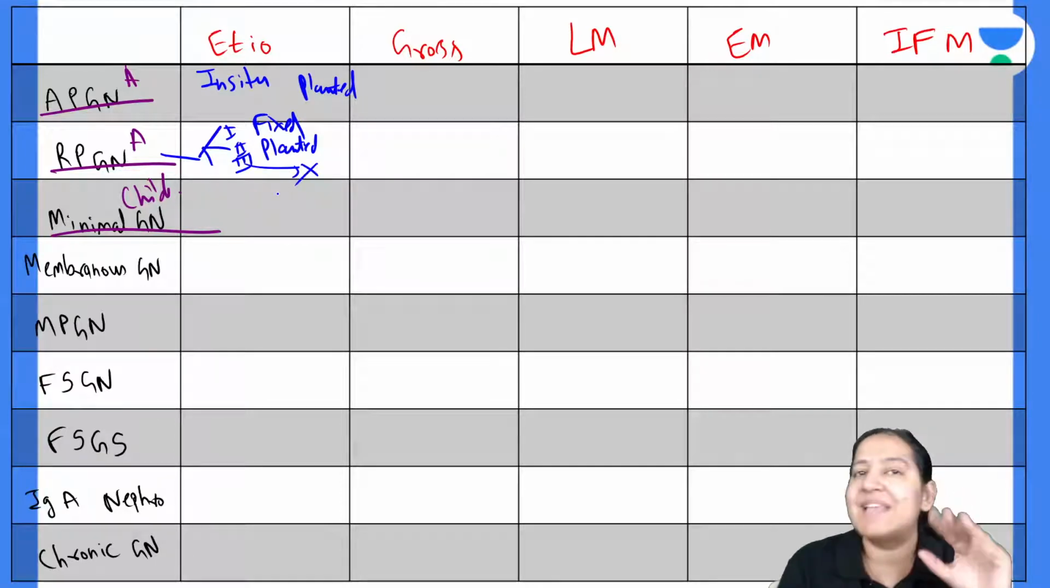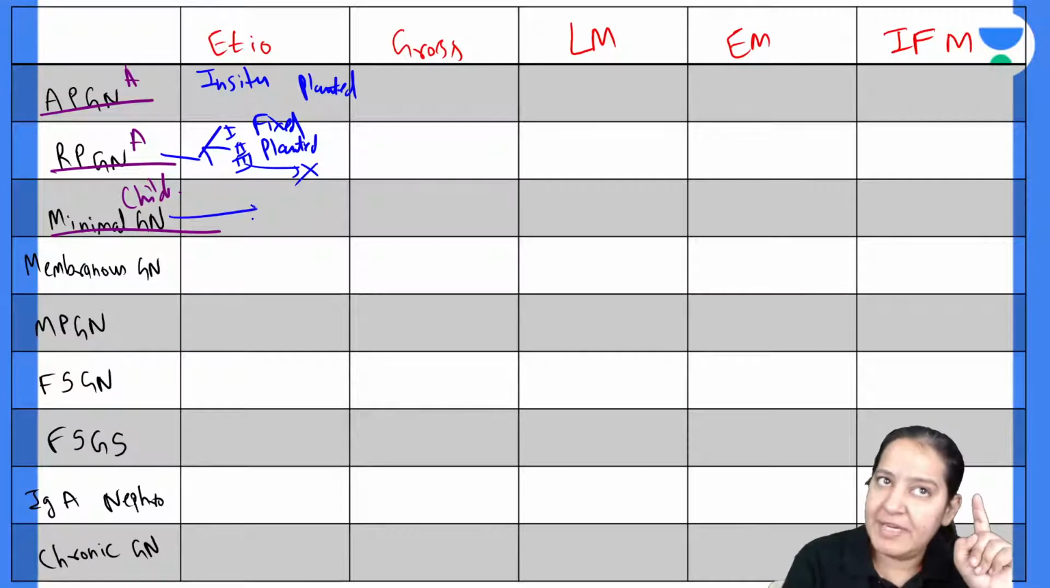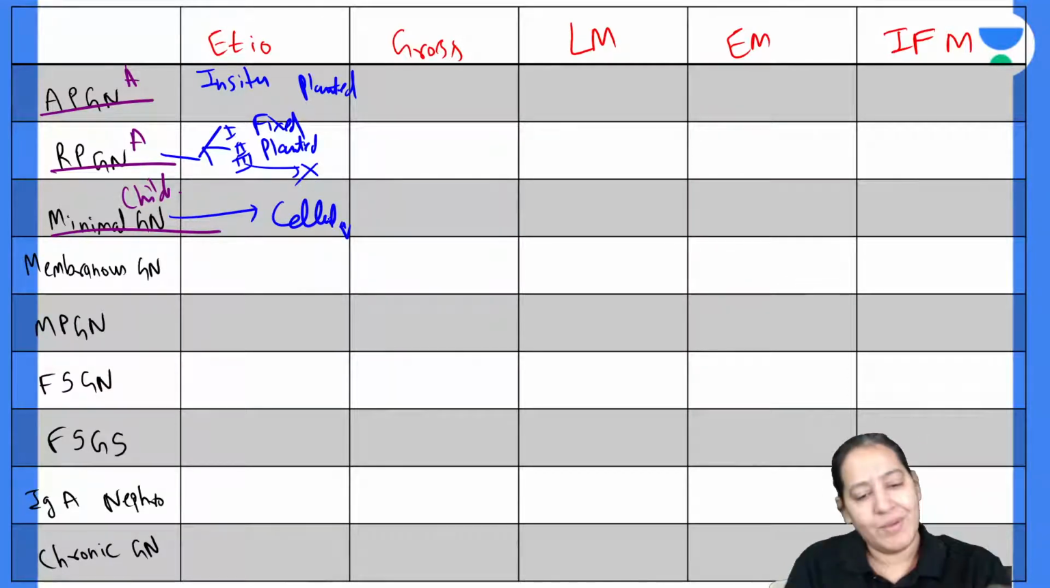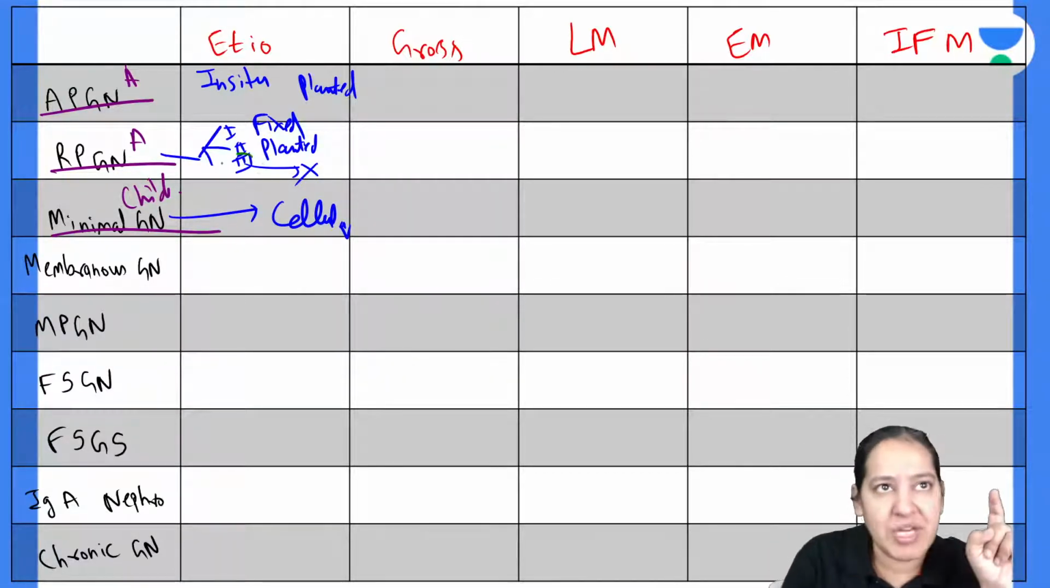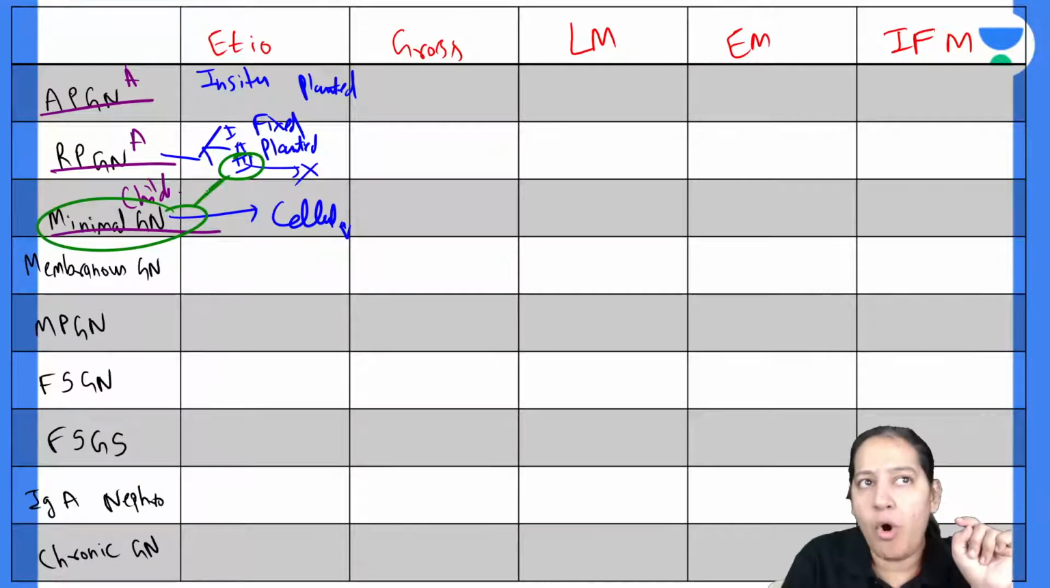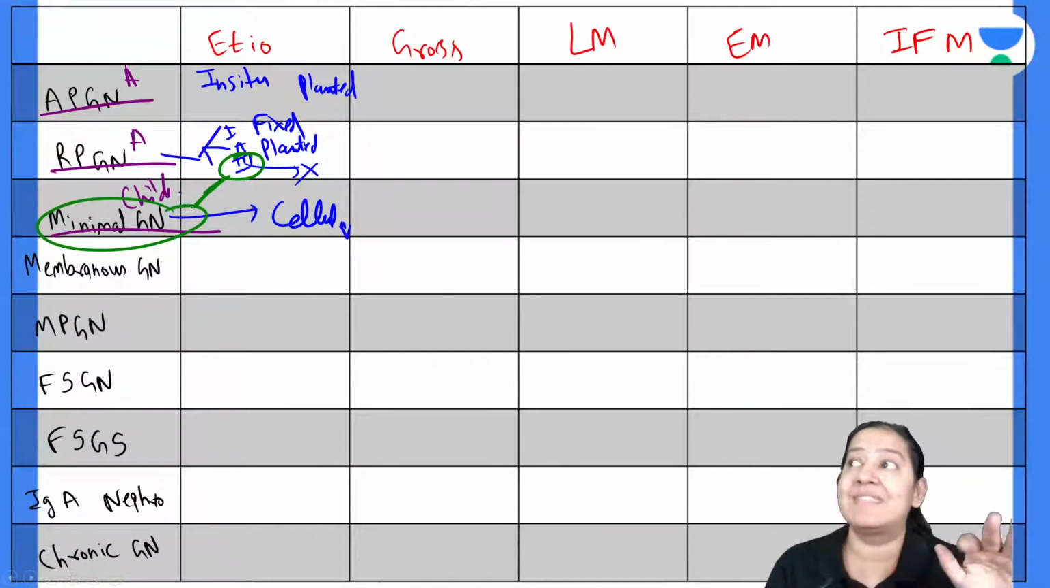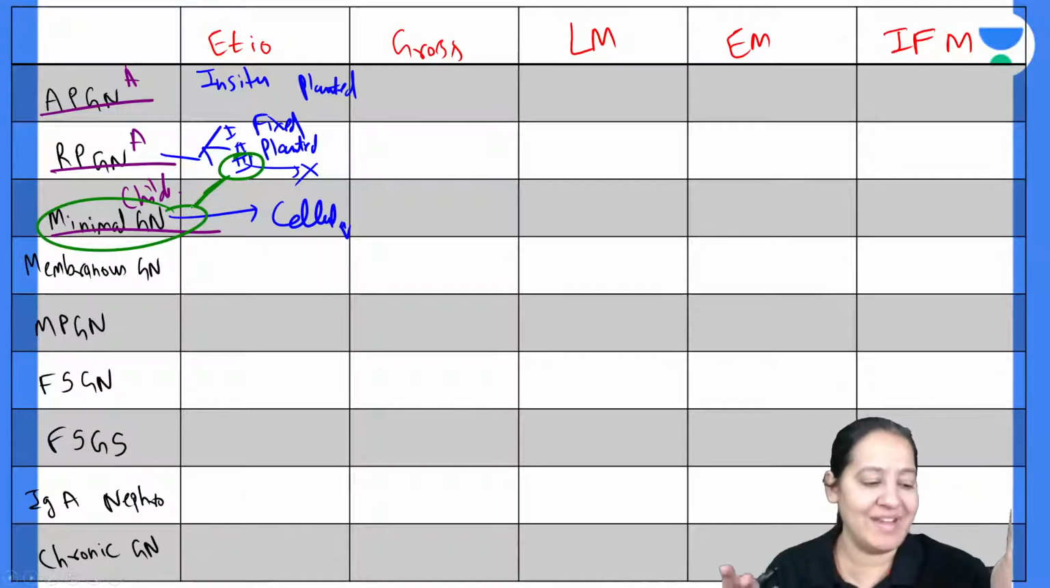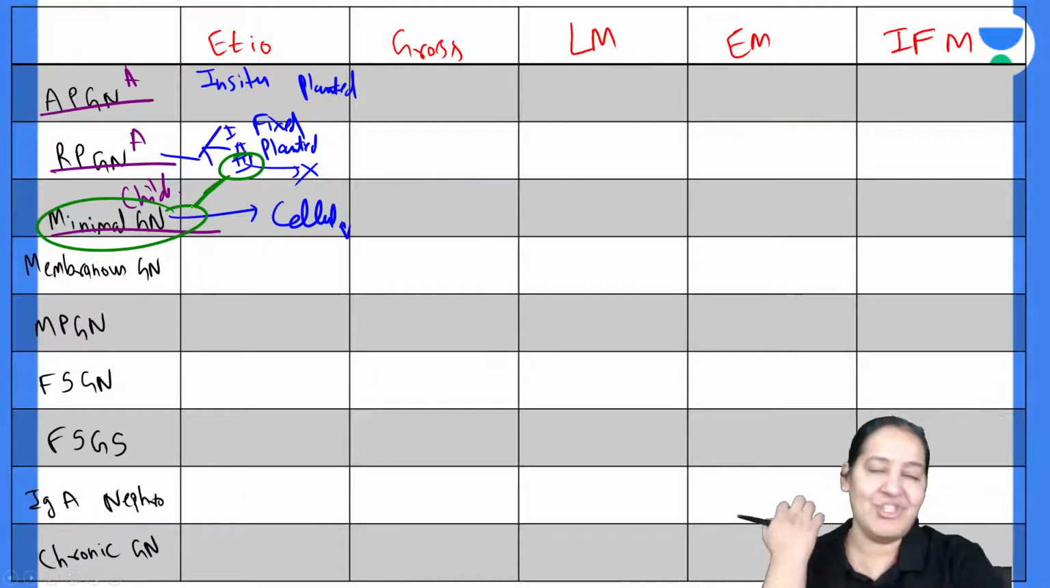Type 3, it is cellular. No deposits are formed. It is cellular. In MCD also it is cellular, pauci-immune. So can I say type 3 RPGN and MCD both are pauci-immune? Both have a cellular mechanism of glomerulonephritis? Yes, Rishinika, you are absolutely right.